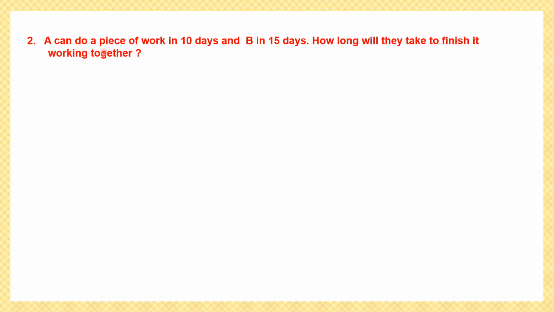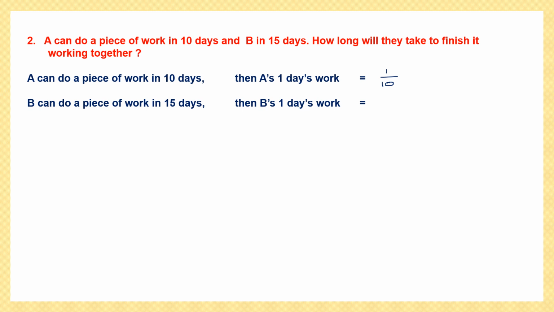Question 2. A can do a piece of work in 10 days and B in 15 days. How long will they take to finish it working together? How many days will they take if they work together? So again, let's say A can do a piece of work in 10 days given to us. That means we have to find A's 1 day's work, and that will be 1 by 10, the number of days taken. Similarly, B can do a piece of work in 15 days, then B's 1 day's work is 1 by 15. Now we need to find how long will they take to finish it working together.